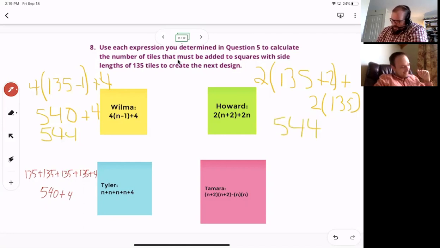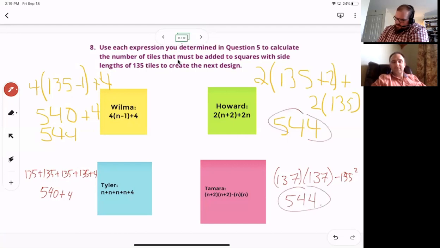Oof. So then we've got 137 squared minus 135. Thanks, buddy. 137 times 137 minus 135. Wow, that's a big number, times 135. I got 544, Mr. Carlson. So all 4 methods, we got the same number. Whoa, good job, Wilma, Howard, Tyler, and Tamara.